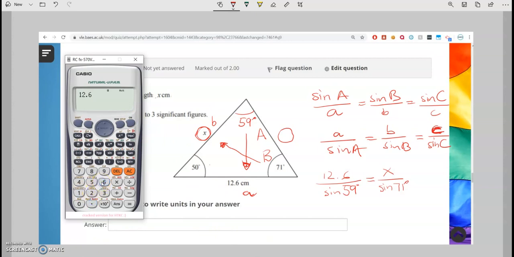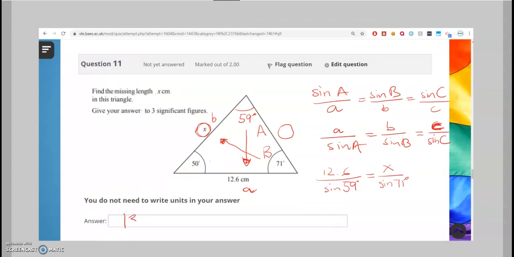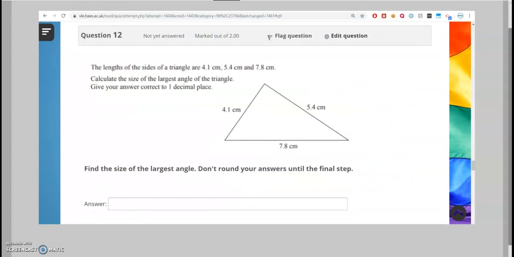So I will go 12.6 times sine of 71, close the brackets, and then divide by sine of 59 degrees, close the brackets again, and that gives us 13.8987267, which to 3 significant figures will be 13.9. So we'll include it here.